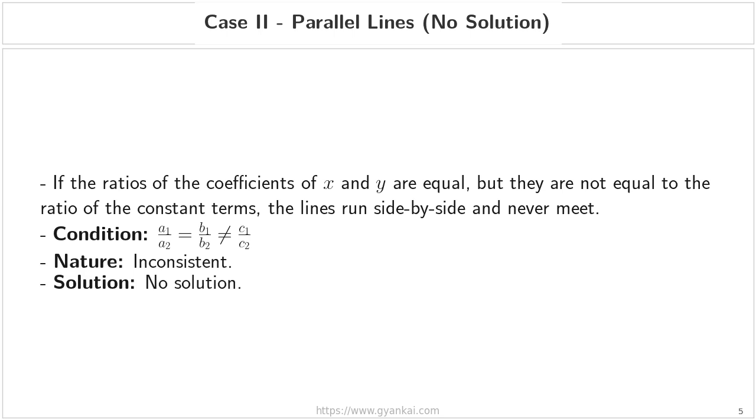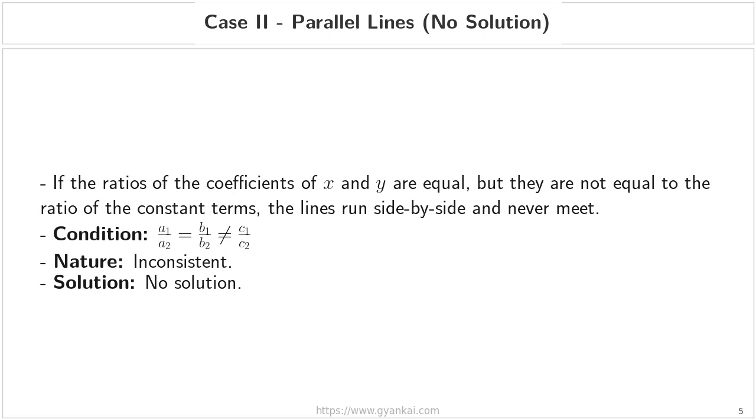Because these lines never intersect, they share no common points. Therefore, we describe the nature of this system as inconsistent, and we say that there is no solution to the system of equations. This is a sharp contrast to the first case we discussed, where a unique solution existed.